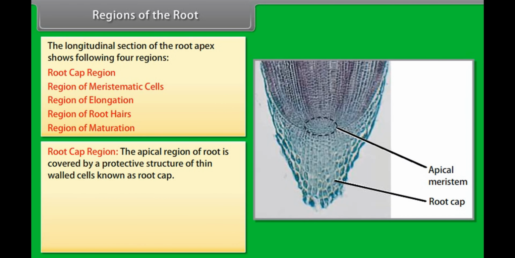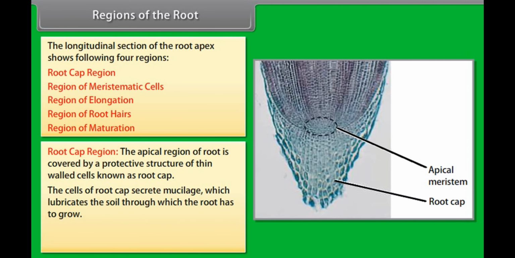Root cap region. The apical region of root is covered by a protective structure of thin-walled cells known as root cap. The cells of root cap secrete mucilage which lubricates the soil through which the root has to grow. Root cap also helps in the movement of root in the soil.